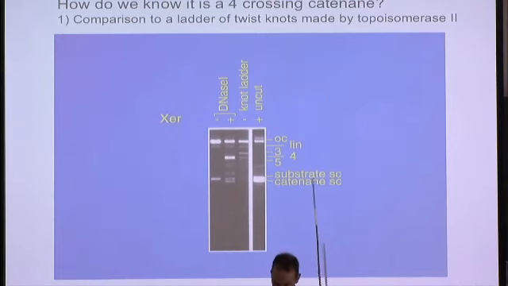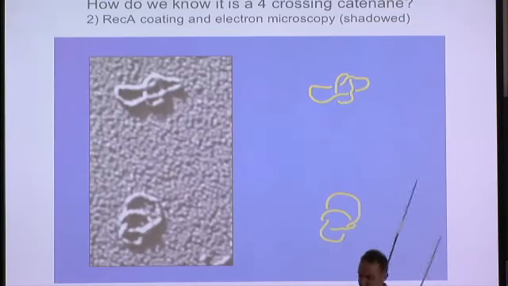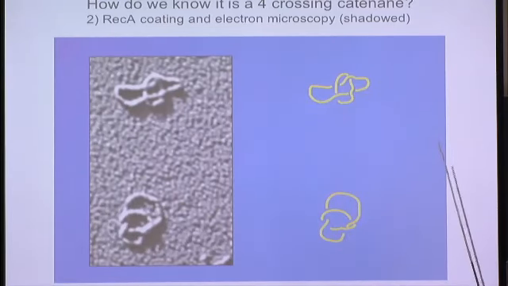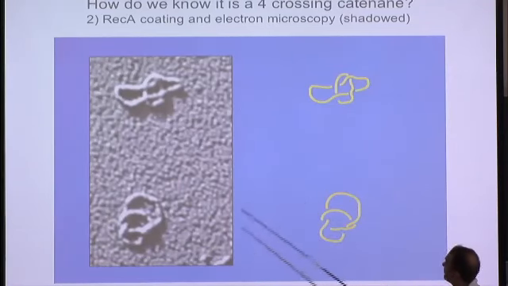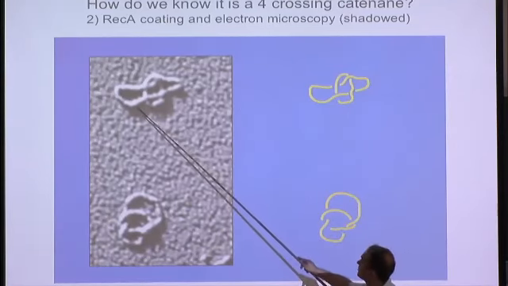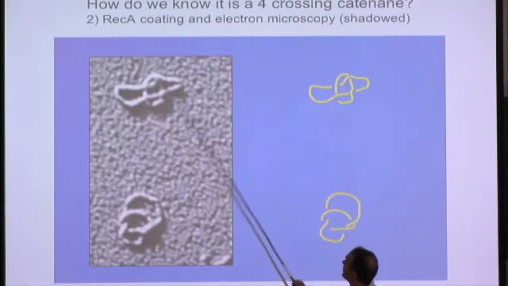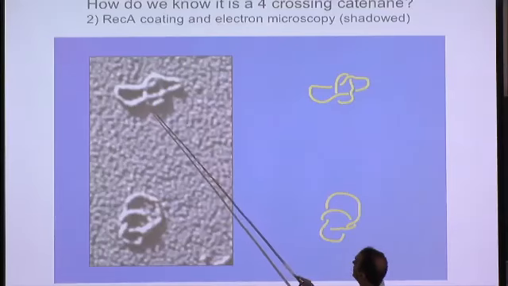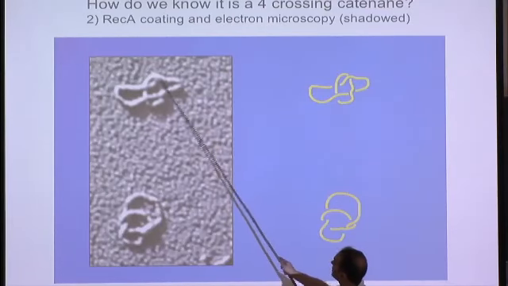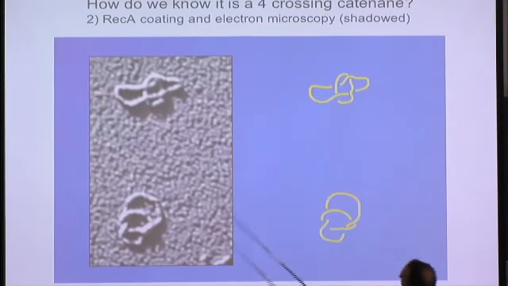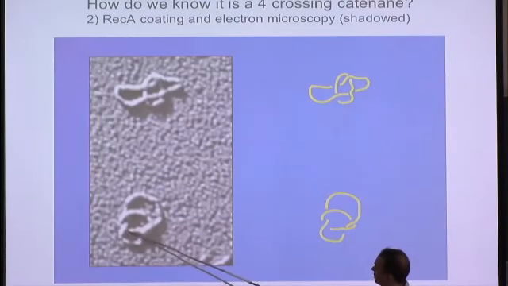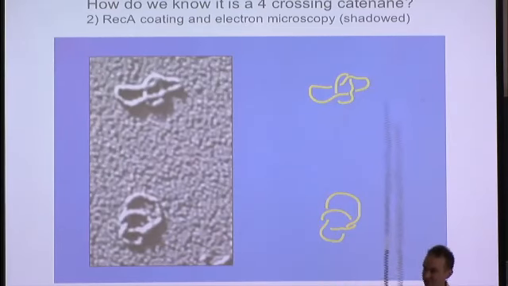We can do restriction digest and show that it is actually composed of 2 circles. But another thing we can do, or attempt to do in my case, is coat the DNA with RecA and do electron microscopy, and then you can see some of the molecules that haven't been ripped apart by the nasty treatment that I had to do are 2 circles, and at least for some of these crossings you can see which DNA segment is going over which other one.